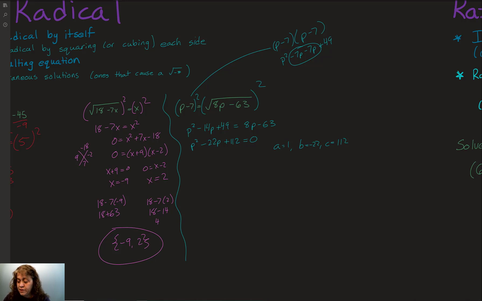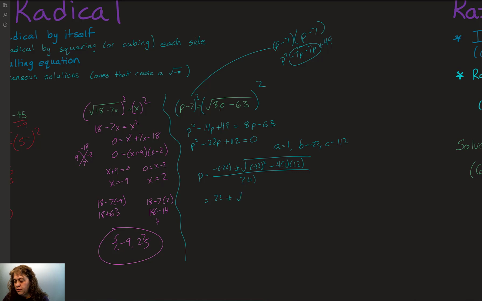It's a perfectly valid strategy. Was there something simpler? Possibly. That might be factorable. I don't know. And I don't really feel like figuring that out. So negative 22 plus or minus the square root. Oh, but now I have to square negative 22. Minus 4 times 1 times 112 over 2 times 1. Still worth it.